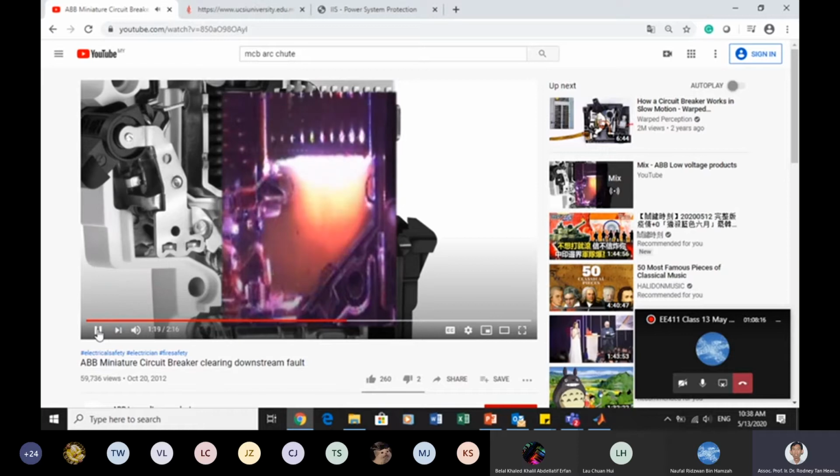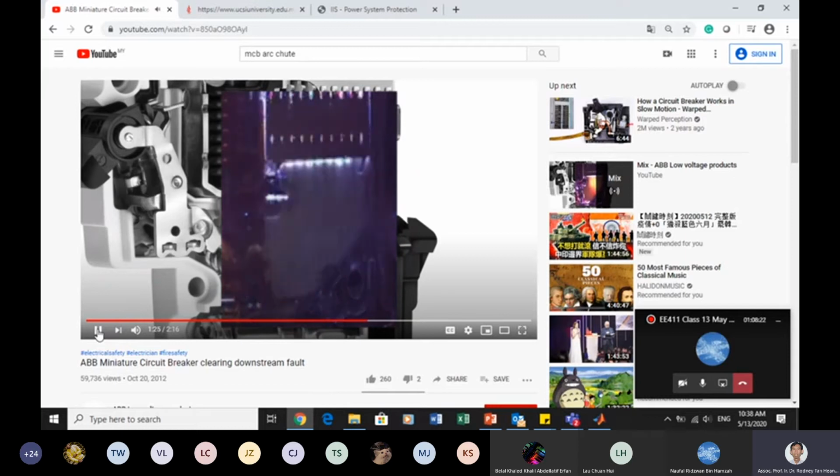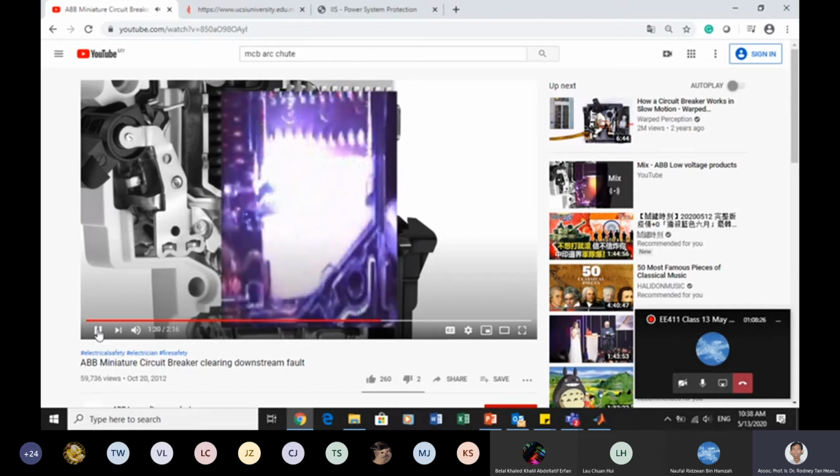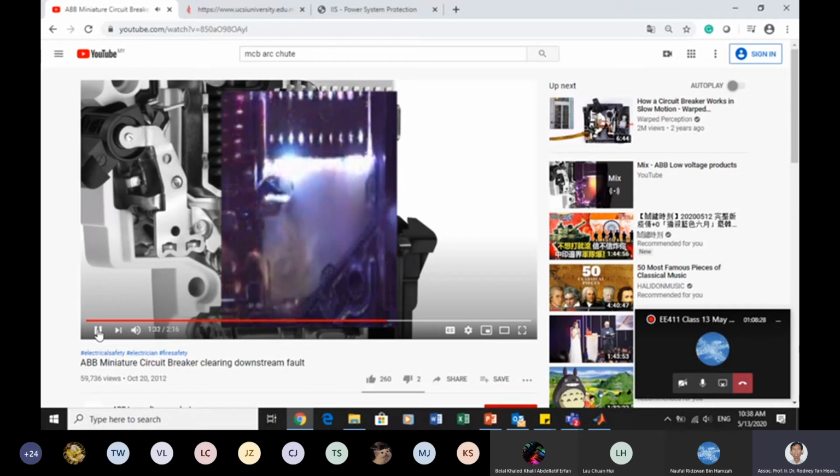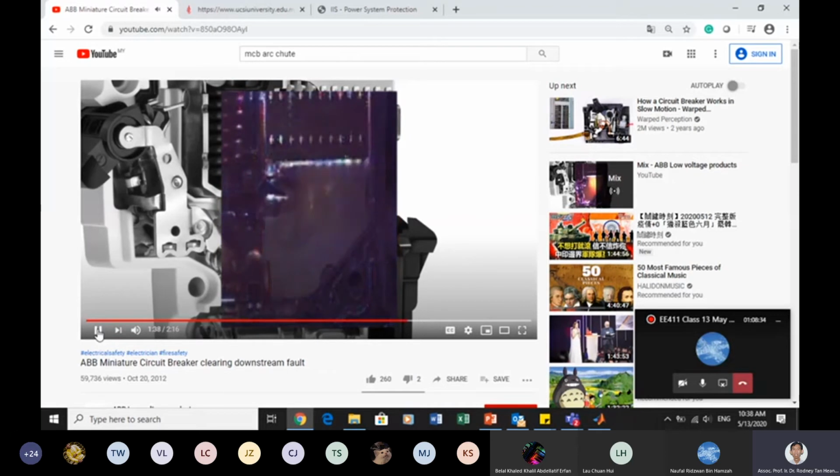As the arc enters the 12 evenly spaced arc chute dividers, it is broken up into smaller 30-volt arcs that are individually extinguished. The arc tries to restrike, but the plasma is again driven into the chute and extinguished. In less than 3 milliseconds after the short circuit current is released, the fault is safely cleared.